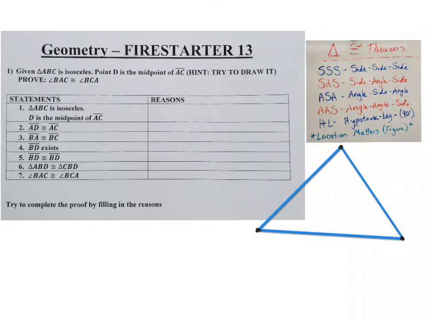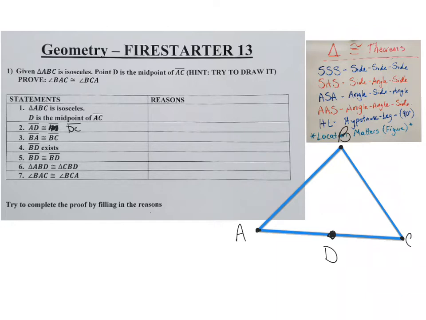Alright, today I'm going to go over Firestarter 13. Here is where we're going to start with. I drew the picture, so I just drew a triangle. I know it's triangle A, B, C. Alright, I also know D is in the middle, so there's D. Now this should actually say, that's a typo, that should say DC.